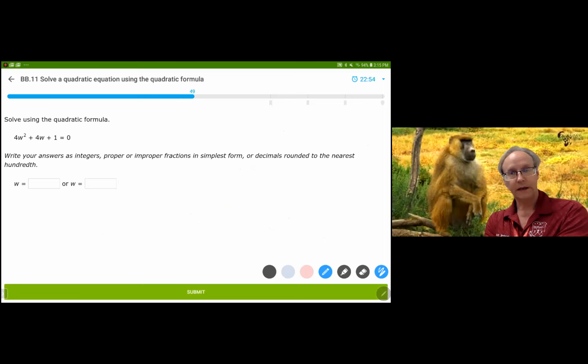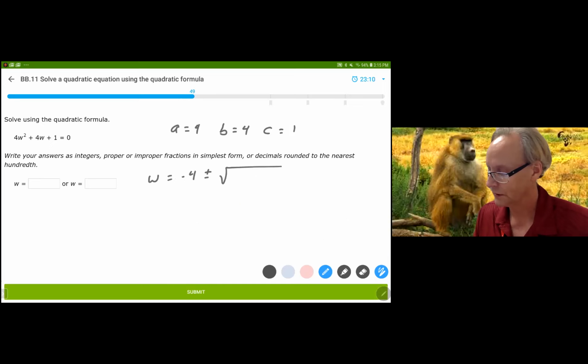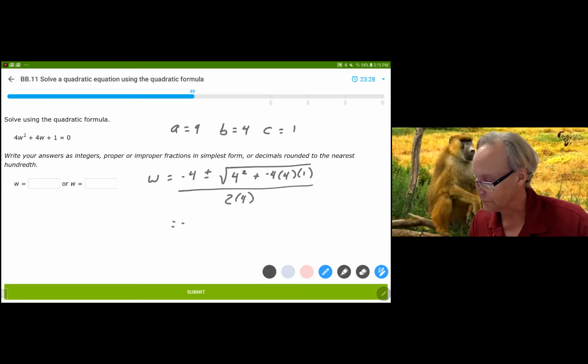All right, again, non-factorable. We've got A equals 4, B equals 4, and C equals 1. I'm going to go a little faster this time. W equals -4 plus or minus the square root of 4 squared plus -4 times 4 times 1, all over 2 times 4. You'll notice I'm substituting and doing the A, B, C in my head. So we've got -4 plus or minus the square root. This is 16 and this is -16.